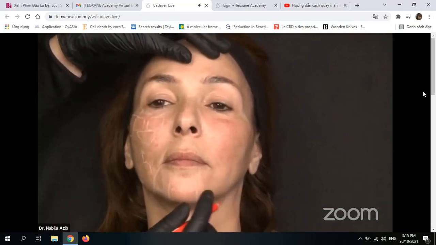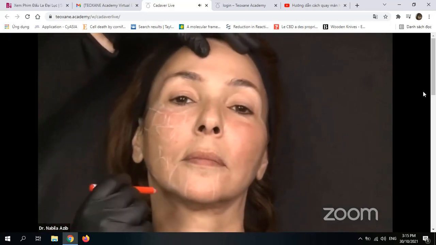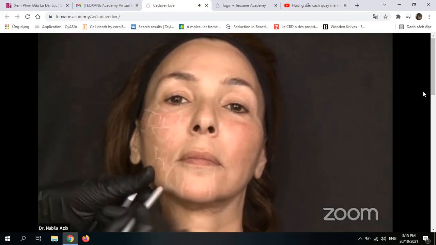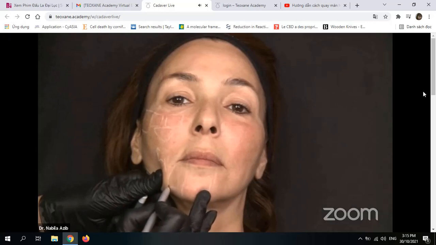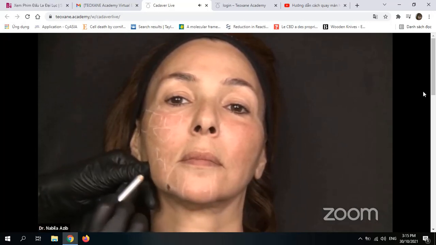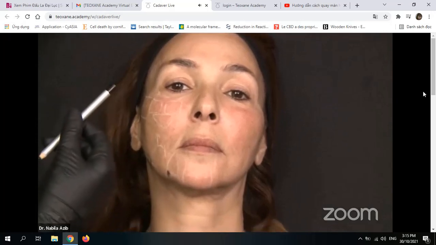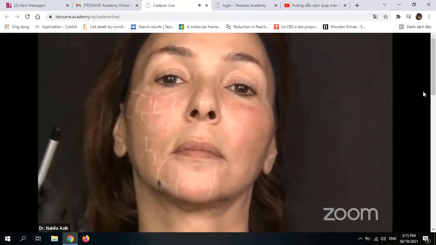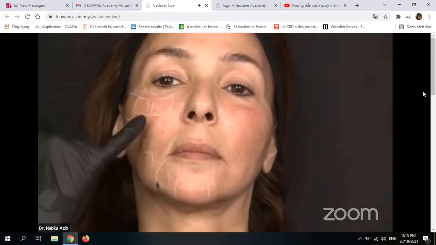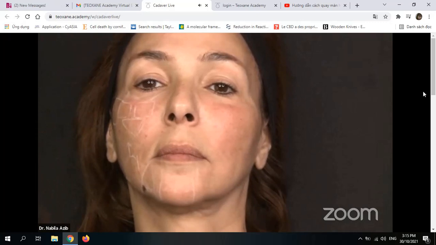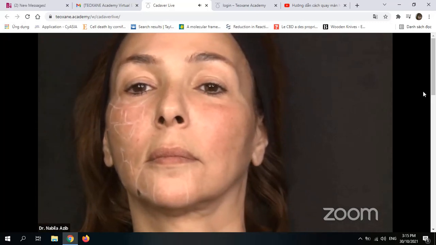Okay, and one more question, thank you. Why do you think the multi-layering approach will be better in this case than a one-layered approach? Yes, because of the aging process, Ludmila, because when you assess the deep fat compartment and the superficial ones here, you can see that we have a lack of support. That means that I need to project better, so I will use the deep injection.